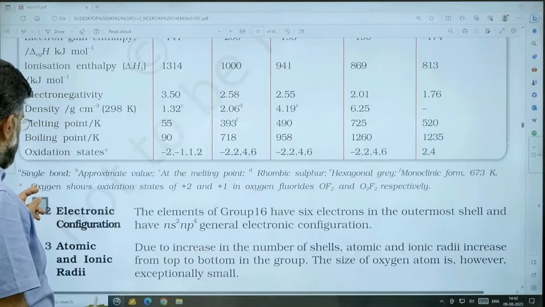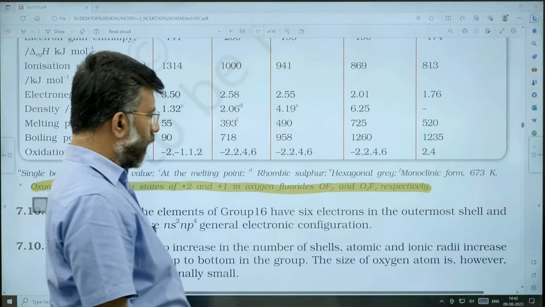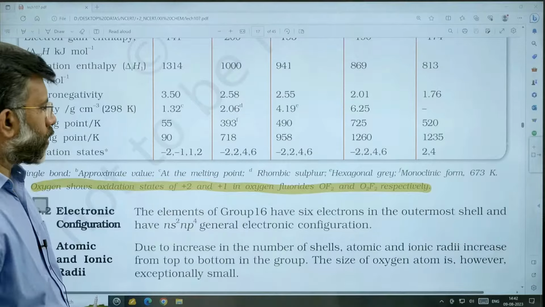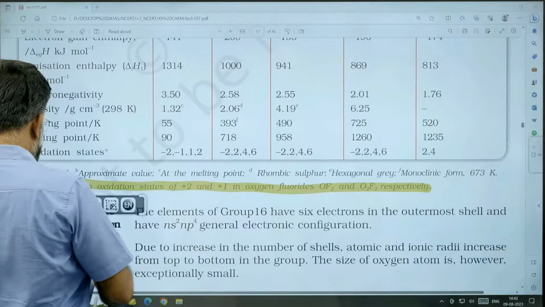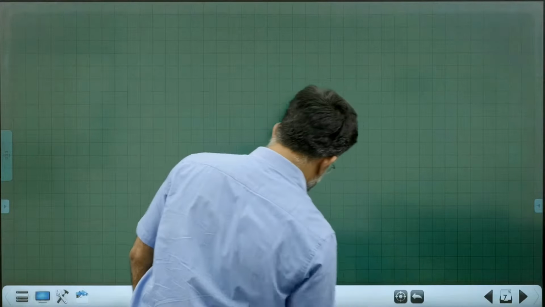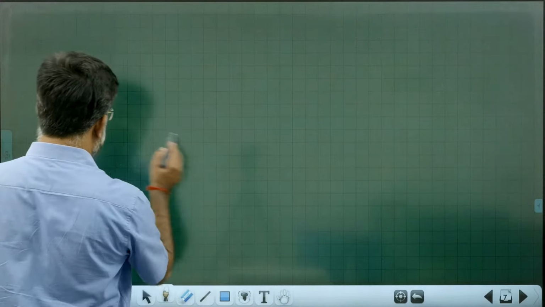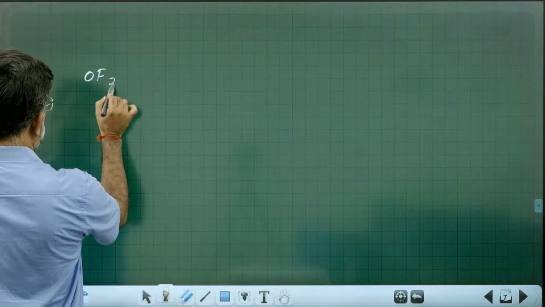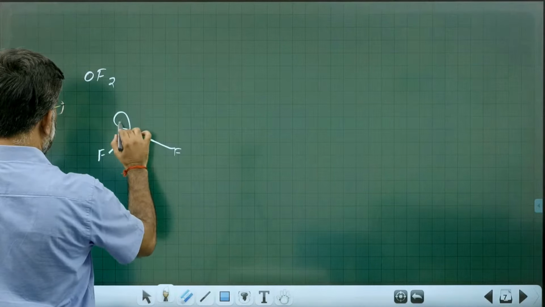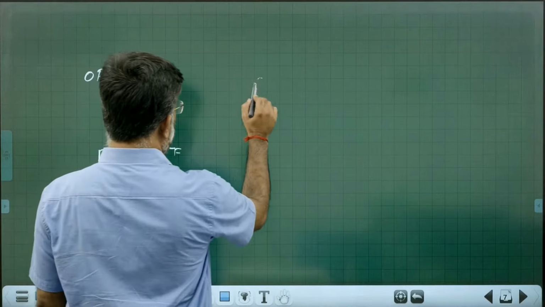You can very well notice oxygen showing +1, +2 state in OF2 and O2F2. OF2 is isostructural with water. This is the OF2 structure, F-O-F.